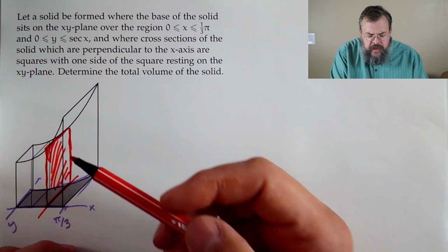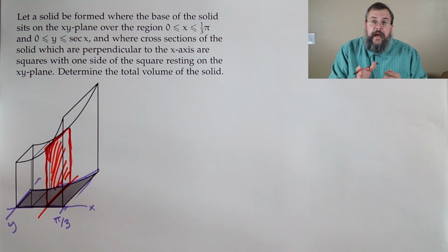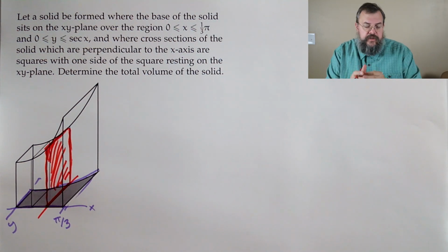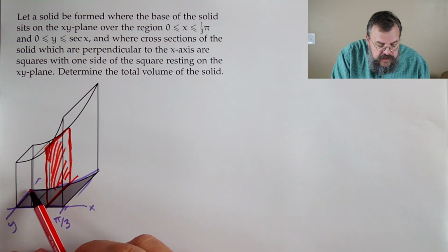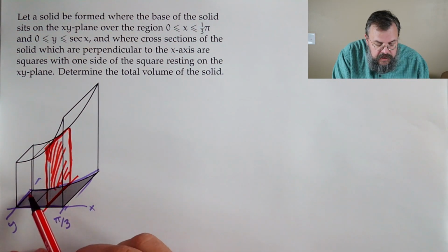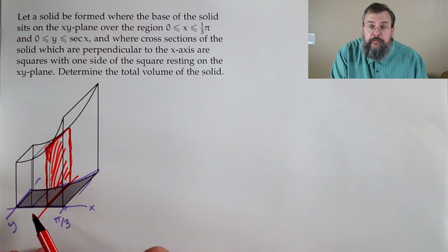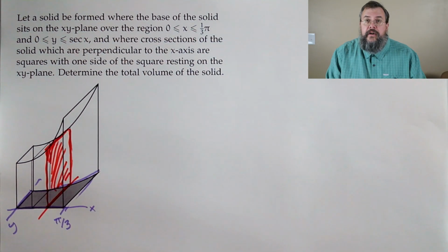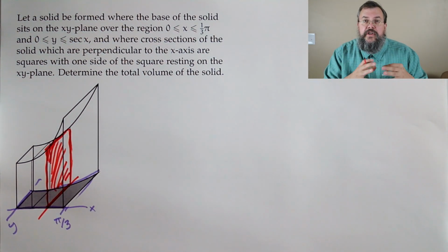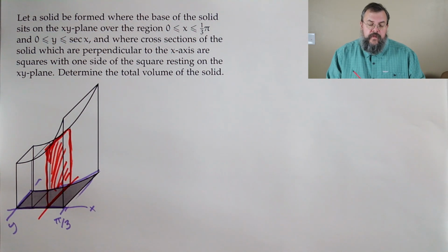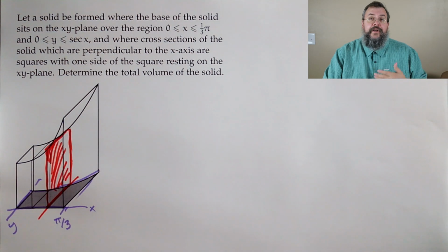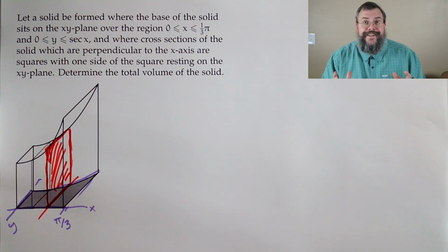There we go. Now what happens is that as we move along the x-axis and we take different cross sections, we're changing the size of the square. At the very beginning, it's kind of a small square. By the time we get over to the end, it's become a much larger square. So our shape is changing as we move along in the x direction. All right, so that's our setup. And the question: determine the total volume of the solid.